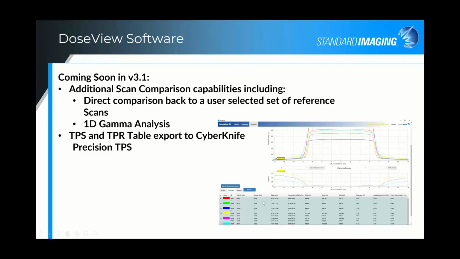And a nice thing too is if you look down here at the metrics table, you'll see these couple here. They have the reference data according to those reference scans. The bold listing on the top of those scan data is the actual active scan, and then it's comparing it to the non-bolded reference scan. So you have your active scan and your reference scan data here, so you can compare how those may have changed over time relative to each other. And in addition to the scan comparison capabilities, we've also got the treatment planning system and TPR table export now to the CyberKnife Precision treatment planning system.